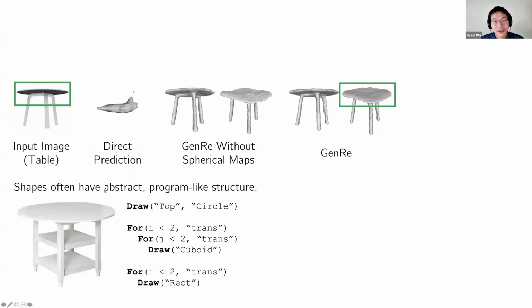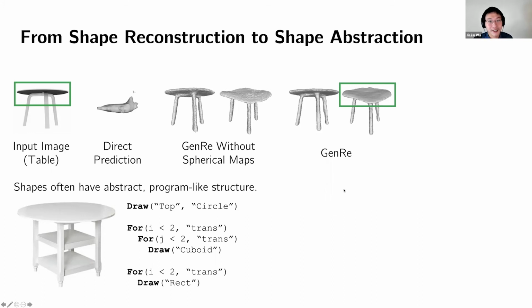And we thought this is because we have such a strong prior that shapes, especially man-made objects, often have very abstract and program-like structure. In a case like the table in the bottom left, you can easily imagine there are 4 legs and they're identical, the same length, but they also have a regular layout in this 2x2 grid, right? And also the bottom, they have 2 layers, and they must be identical as well. So to really capture this kind of prior, we have to go a little beyond shape reconstruction to also shape abstraction. I'm not going to go into detail on this paper because I want to talk more about scenes.